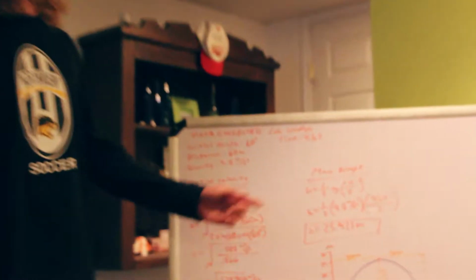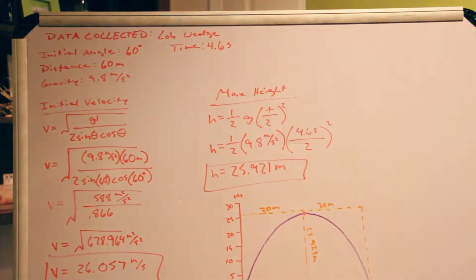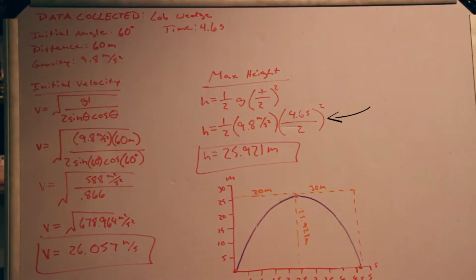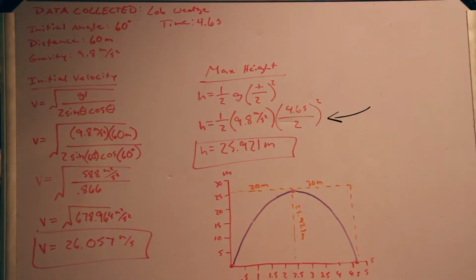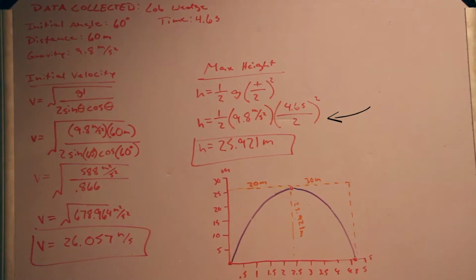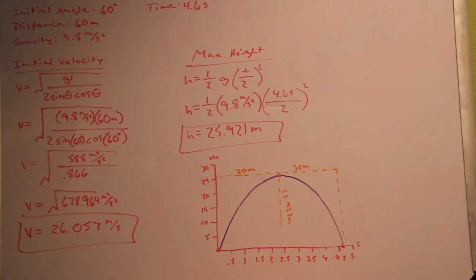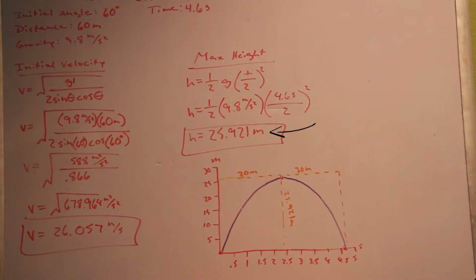Okay, to solve for our max height, we use the equation height equals 1/2 times gravity, which is 9.8 meters per second squared, times time, which is 4.6 seconds over 2, that quantity squared. And this comes out to be the max height as 25.921 meters.